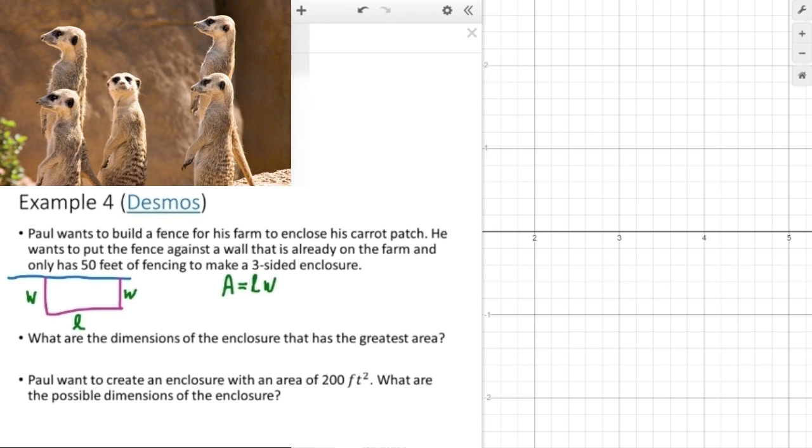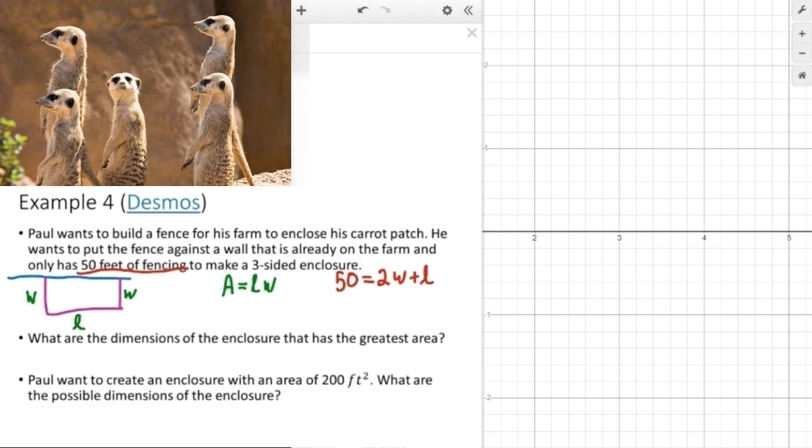The problem is I still have too many variables. I have length and I have width. The only piece of information I haven't used yet is that I have 50 feet of fencing. Well, how does 50 feet of fencing help me relate to my variables? I'm taking the 50 feet of fencing and I'm using it for 2 sides that are measured W plus 1 side with a measure of L. So 50 equals 2W plus L. Now we're going to solve for one of the variables in our 50 equals 2W plus L.